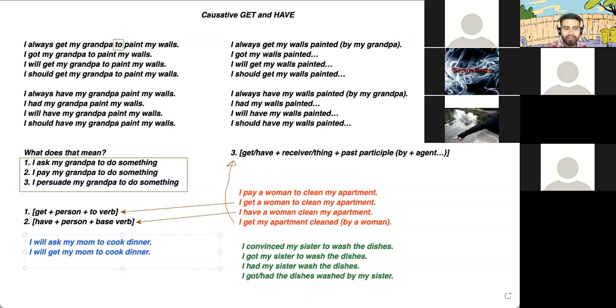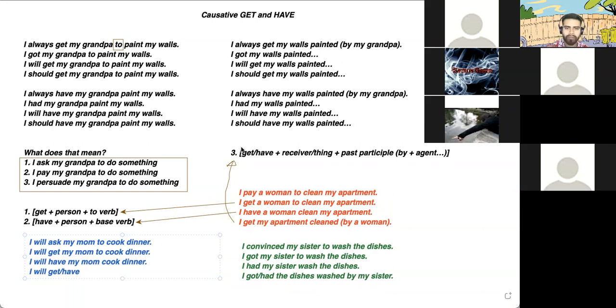Jasmine, using the second formula. I will have my mom cook dinner. Excellent. And is there anyone that has not participated? No, right? I think everybody has participated. So let's repeat it then. Jan, the last one, using the third formula. I will get my mom to cook dinner.